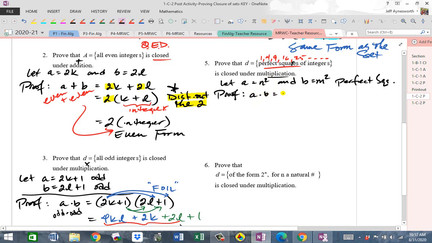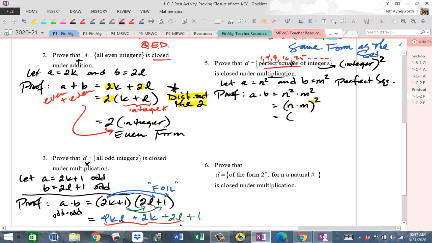So A times B is equal to n squared times m squared. And you have to show that it's a square, some integer squared. That's your form. So is this some integer squared? Let's rewrite it as (n times m) quantity squared. These two things mean the same thing. So the question is, is that an integer?